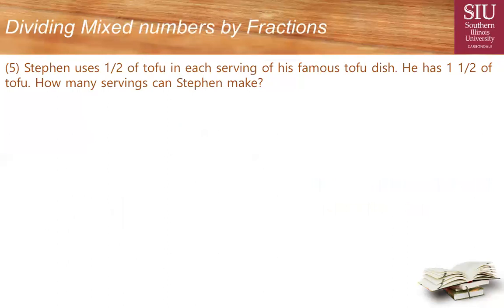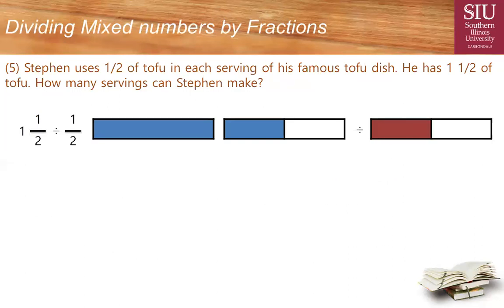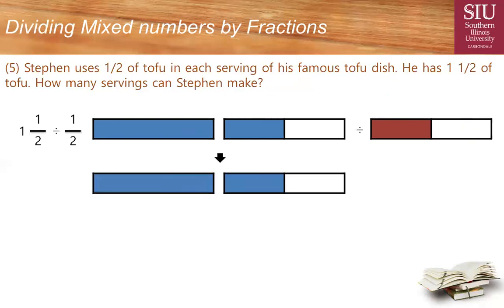Okay. Now next problem. Stephen uses 1/2 a tofu in each serving of his famous tofu dish. And he has 1 1/2 of tofu. How many servings can Stephen make? All right. So I would take 1 1/2 divided by 1/2. Does this make sense to you? This is 1 1/2. Makes sense? Yes. How about this one, 1/2? Makes sense to you? Yes. I'm going to move on to the next one.